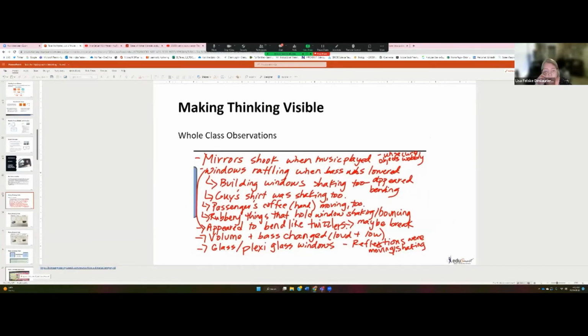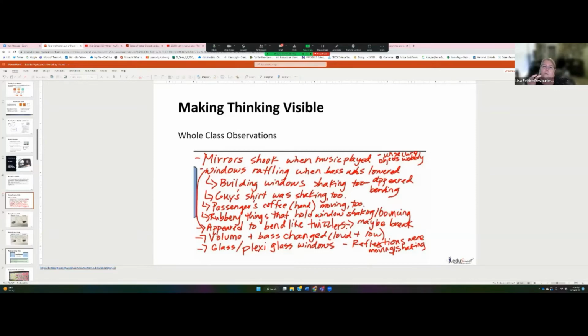And so you can take whole class observations, which is what I was asking you to do by typing in the chat. And so here are some things when done with a classroom of middle school students. The mirrors shook when the music was played. The windows were rattling when the bass notes lowered. The building windows were shaking. They appeared to be bending. The guy's shirt sleeve was shaking. If you look, the passenger's coffee he had in his hand was moving. The rubbery things that hold the windows were shaking and bouncing. So you can see a lot of different things that they came up with.